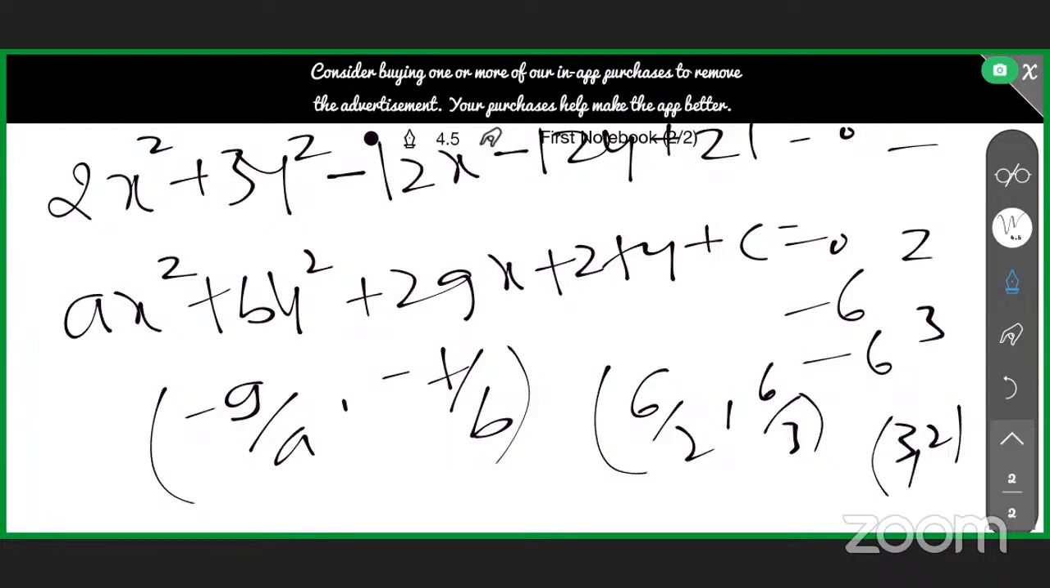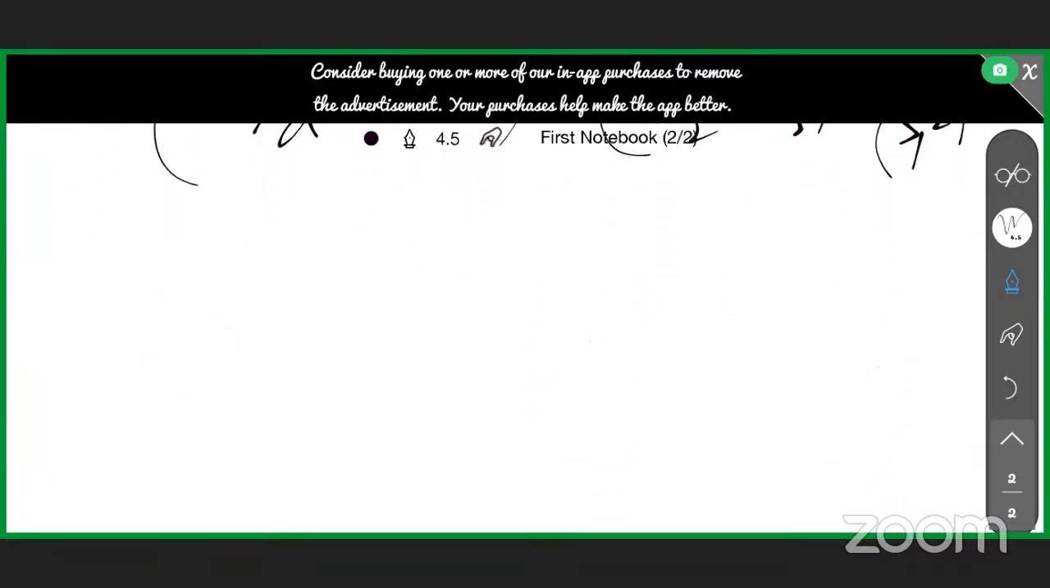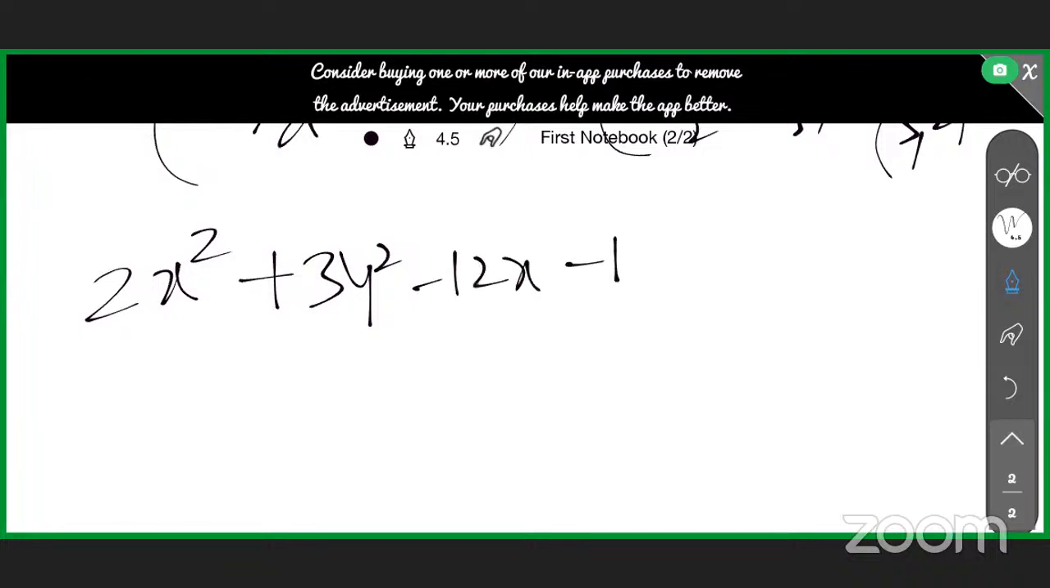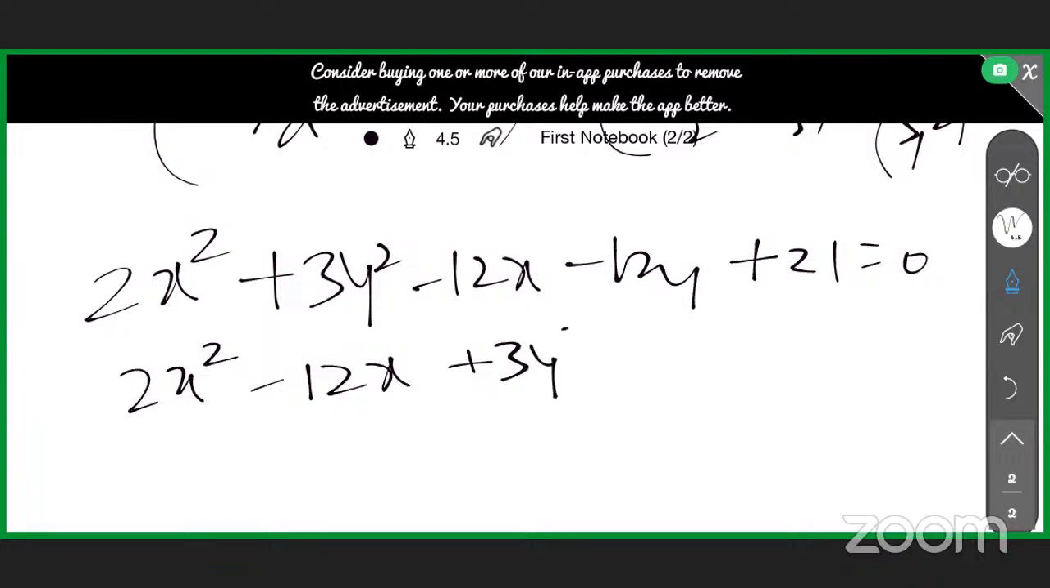Now let us say you don't know the theorem, you don't know the corollary, you have forgotten it, or you are confusing whether it is minus g by a or minus f by b. Go to the second method. Take the equation 2x square plus 3y square minus 12x minus 12y plus 21 is equal to 0. Bring all the x terms together: 2x square minus 12x plus 3y square minus 12y plus 21 is equal to 0.